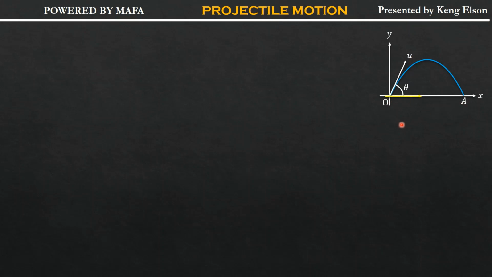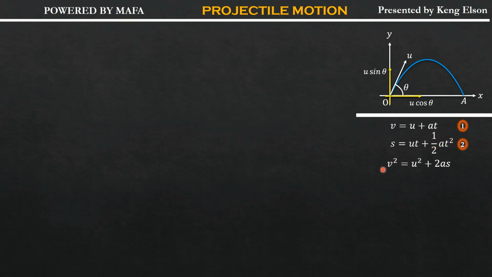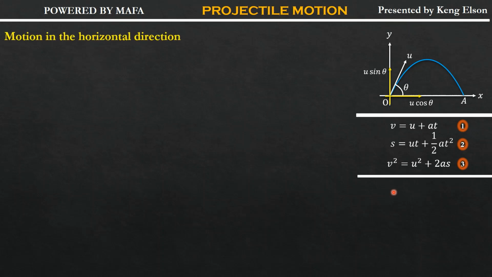Now in the horizontal direction, the speed is actually u cos theta if you resolve, and in the vertical direction, the speed is u sin theta. Alright, so we have our three equations of motion. We have v equal to u plus at, that's equation 1. We have s equal to ut plus half at squared, equation 2. And lastly, we have v squared equal to u squared plus 2as, equation 3. So we are going to use these three equations to get all we want to get.